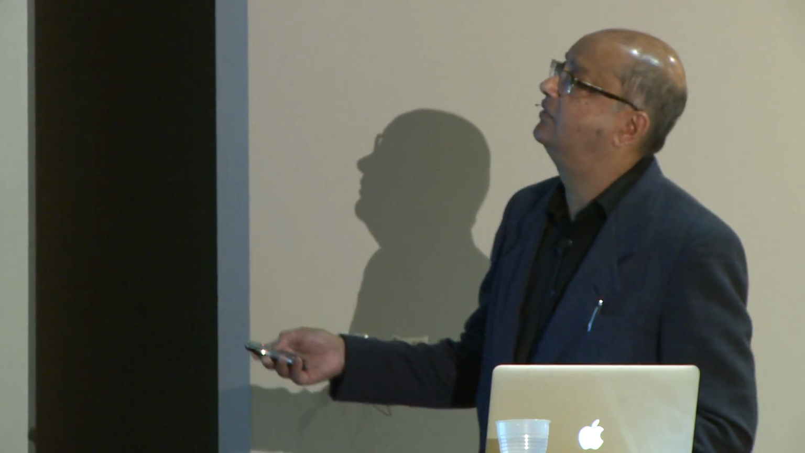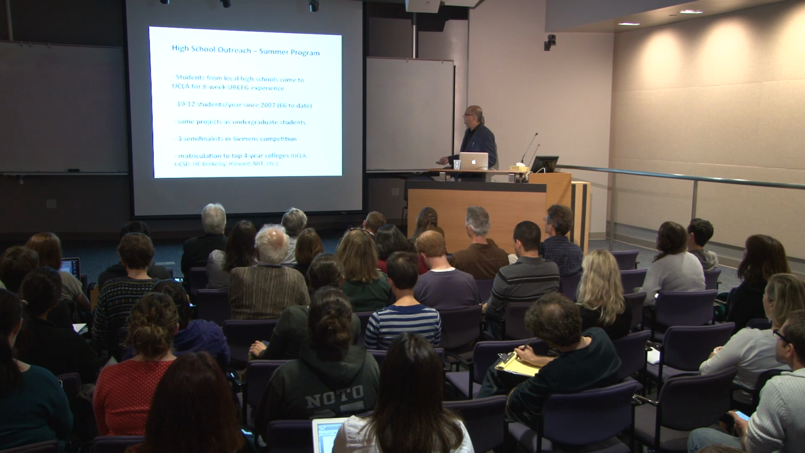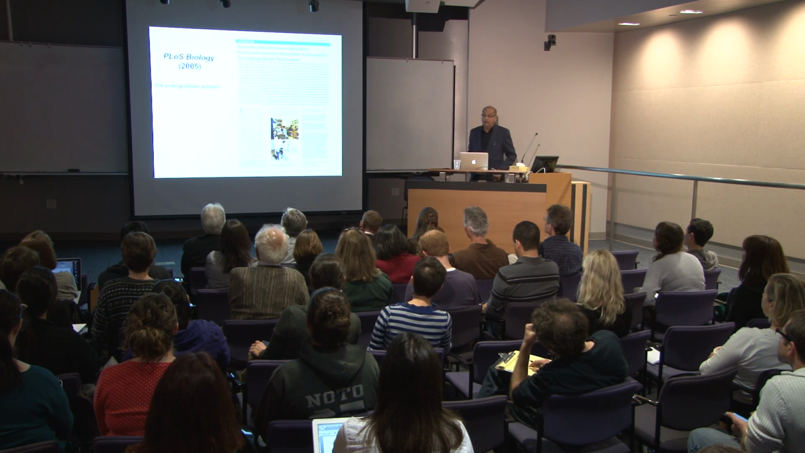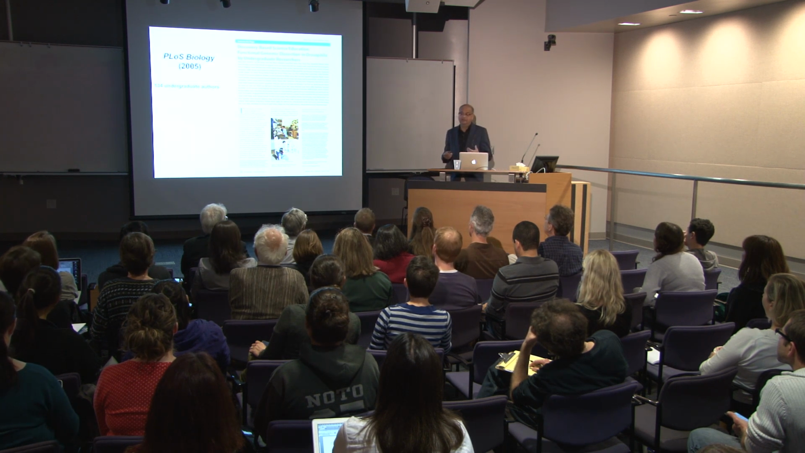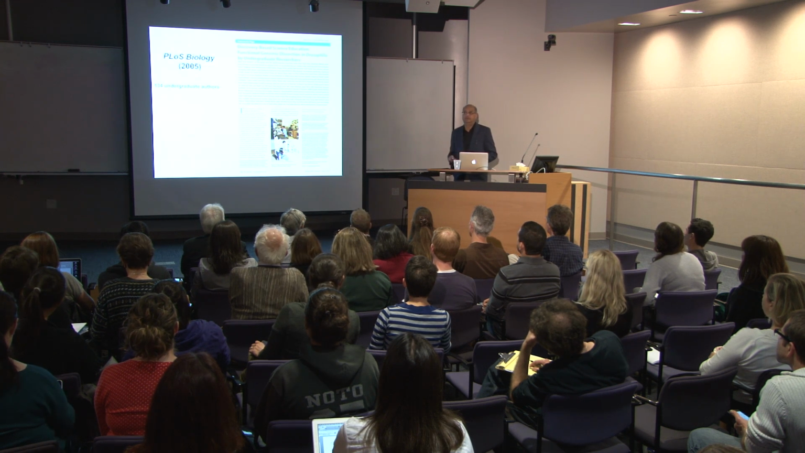But our larger program is where during the summer these students come, and this is the high school outreach. About 10 to 12 students, sometimes 15, about 70 students have been trained with the same program that the undergraduates, and they seem to do well in terms of where they want to go. So everything needs to have some kind of an output that says that a certain amount of work was done.